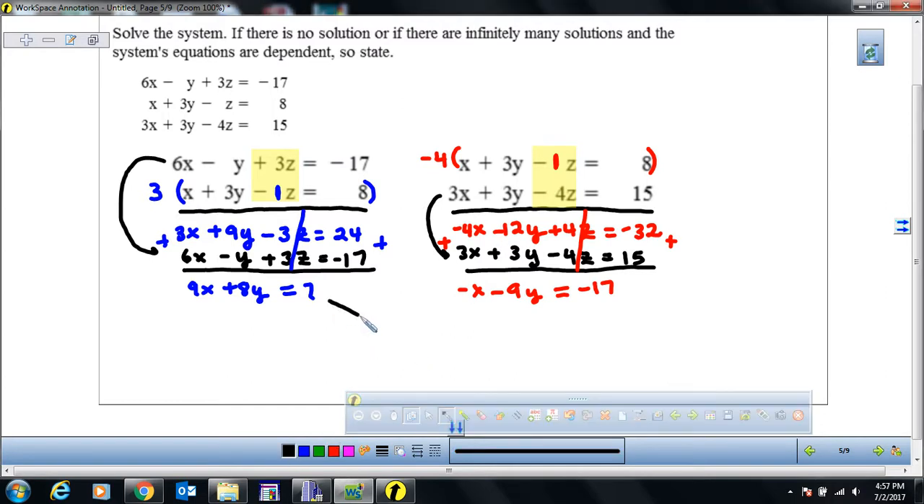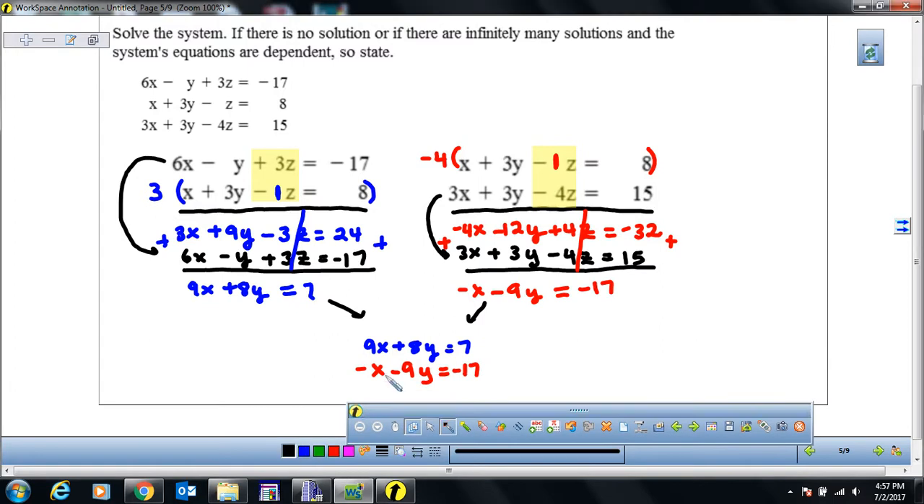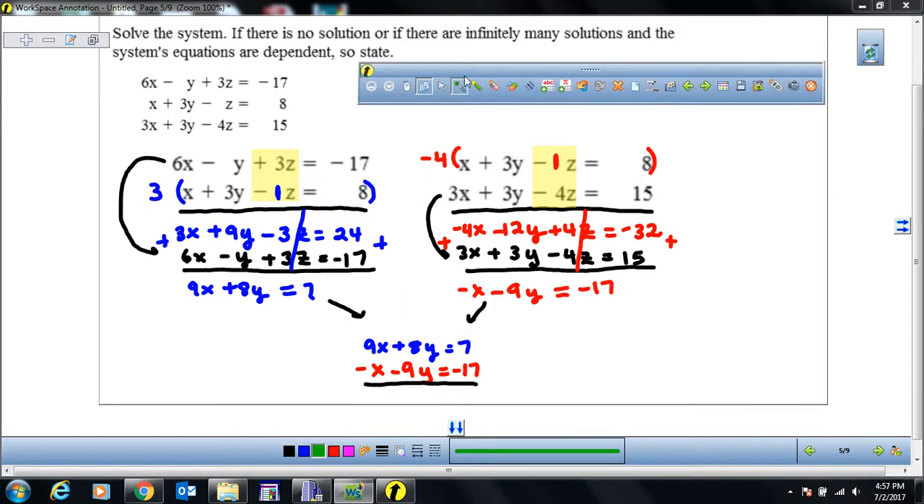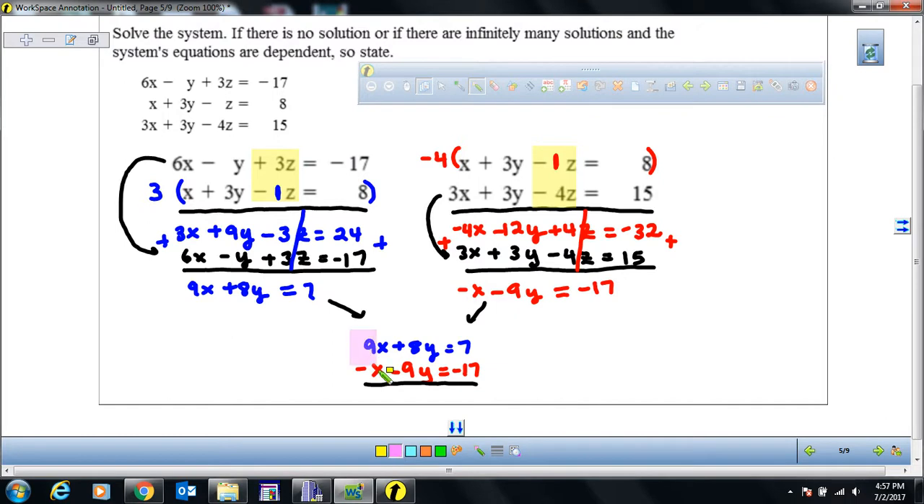Now, your next step in the process is that you're going to put these 2 equations together. So I have 9x plus 8y equals 7. I'm going to put it together with -x minus 9y equals -17. And your job right here is going to be to eliminate another variable from those 2 that we have left on those 2 equations. So we can pick whichever. So let's say we want to eliminate the x's. I believe this is the easiest one.